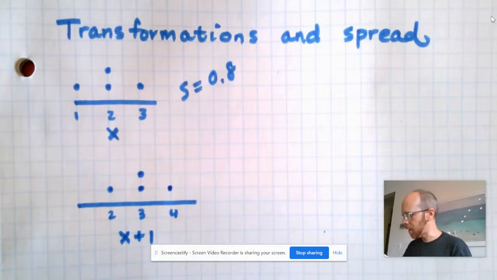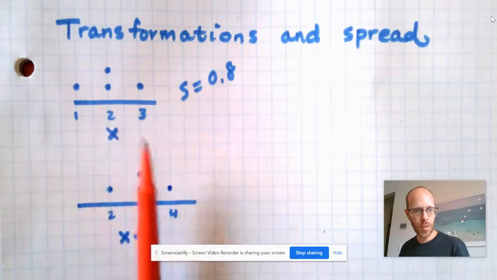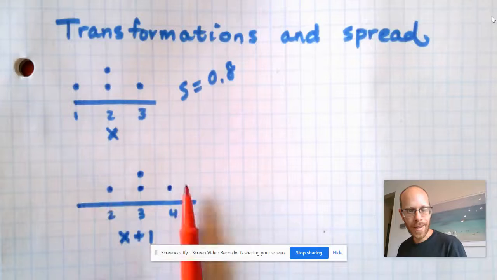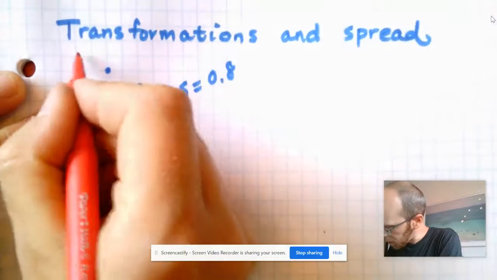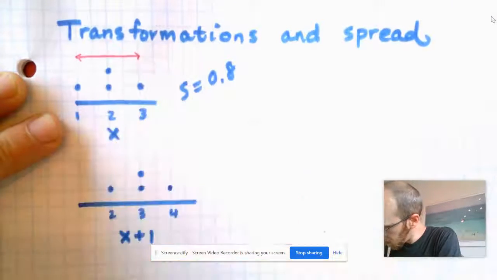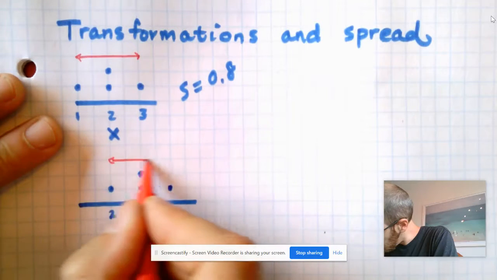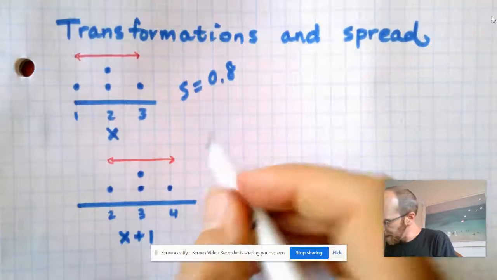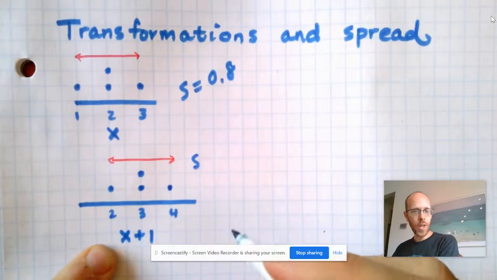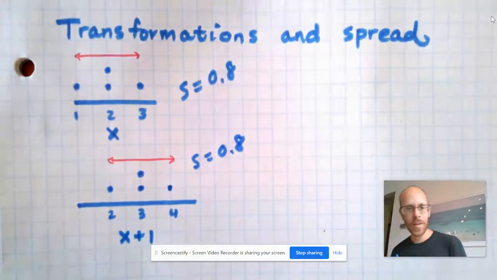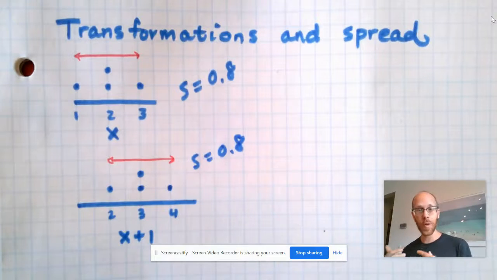And I want you to notice something. While the center moved, right? The center, which was at 2, has now moved up to 3. The spread did not change at all, or at least it doesn't appear to. So, like where your range here was 2, your range here is still 2. So, funny thing happens, even though we shifted this data, the standard deviation is not going to change.